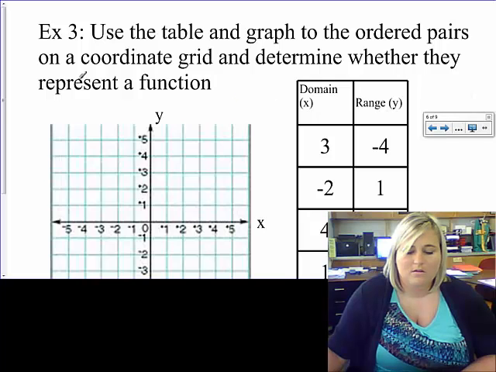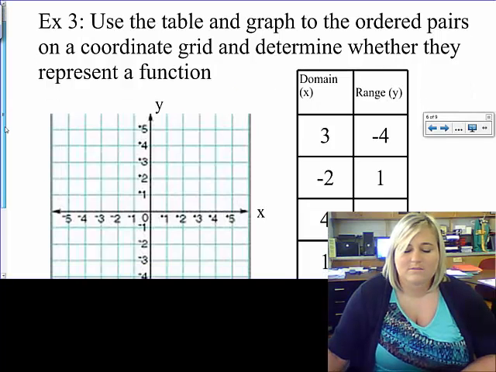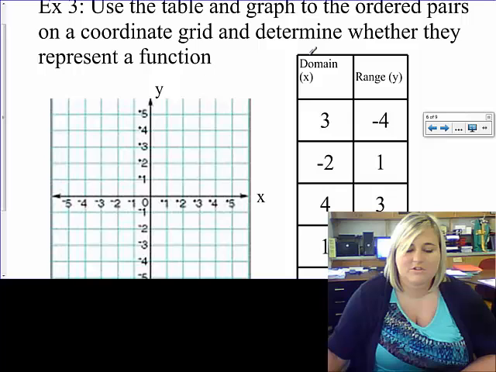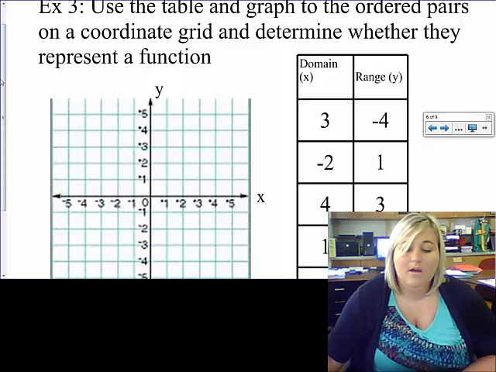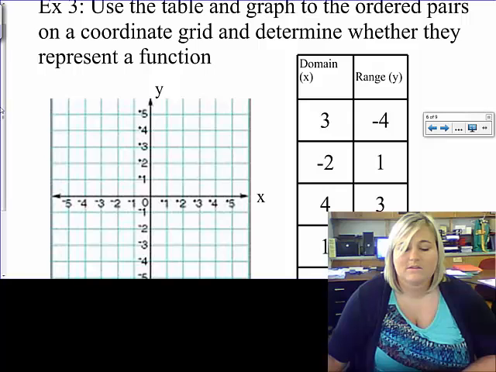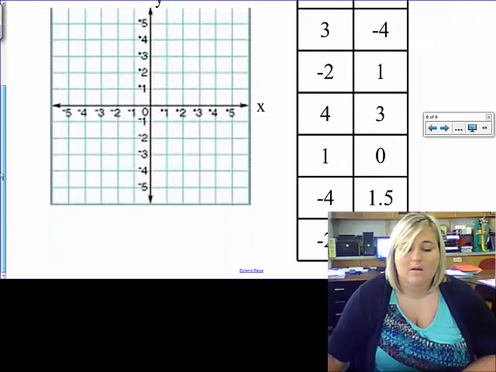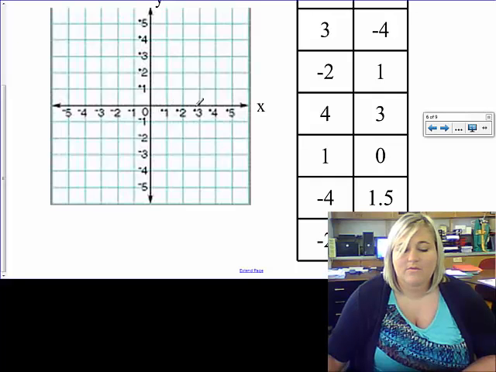Use the table and graph to graph the ordered pairs on the coordinate grid and determine whether they represent a function. So we're going to use the table to graph them on this coordinate grid. My first point is (3, -4), so I'm going to go 3 to the right, down 4, right there.